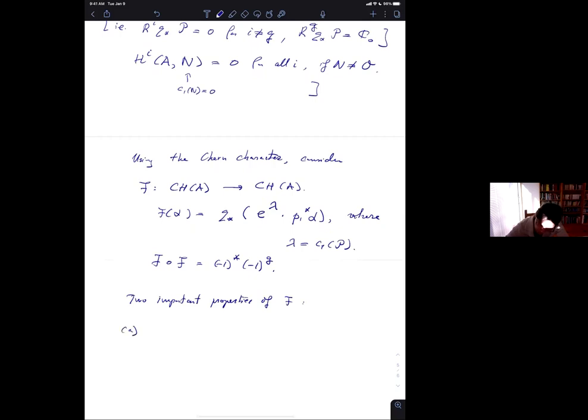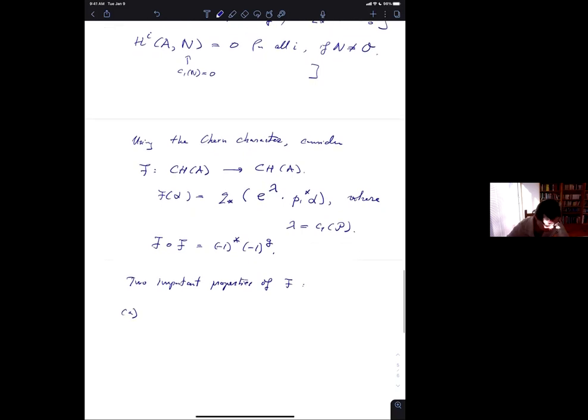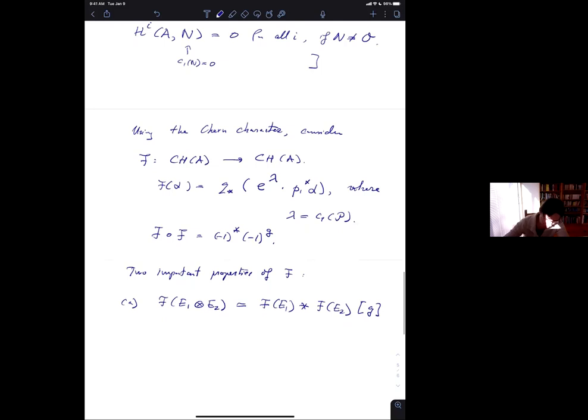And again, here the main reference is really Mukai's paper, which is wonderfully explained. So if you take a product of two objects, the Fourier Mukai of that is the so-called Pontryagin product of their images, shifted, there's a shift by G here. I'll explain immediately what this product is.